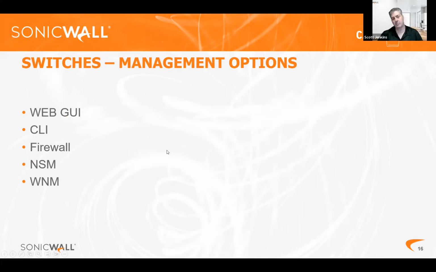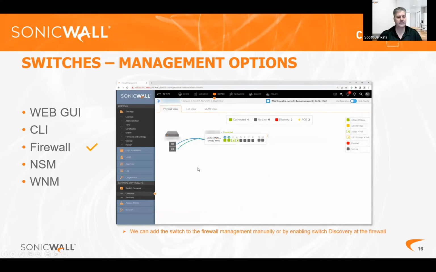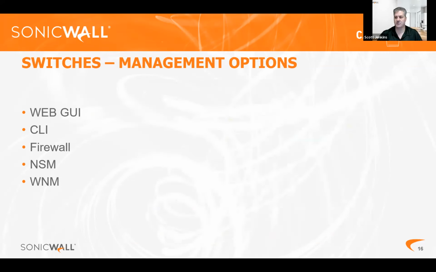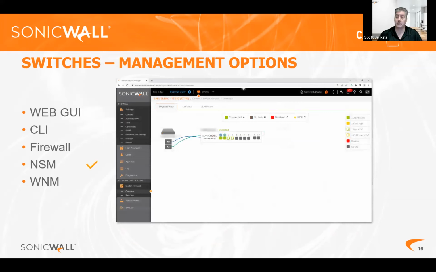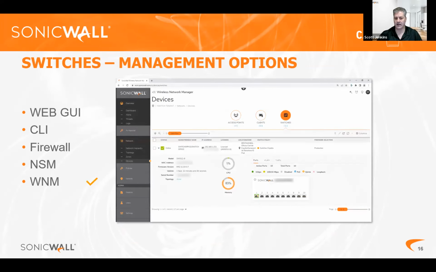So we have a number of management options. It has a local web GUI that you can get to, CLI of course, and firewall management for part of the SD branch story, right? NSM, as you're managing your firewalls from that. So it'd still be firewall managed, but you can manage the firewall from NSM and configure the switch. And then, of course, WNM, which is our wireless network manager that controls both APs and switches.